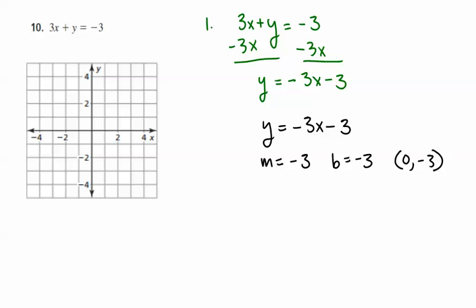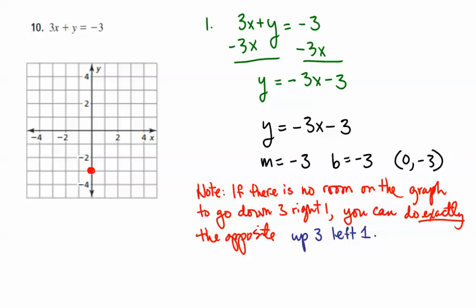So what I want to do here is to plot my y-intercept, which is negative 3. Now, the slope tells me to go down 3 over 1, but you'll notice that I run out of room when I do that. So, if there's no room on the graph to go down 3, right 1, you can do exactly the opposite of that and go up 3, left 1.